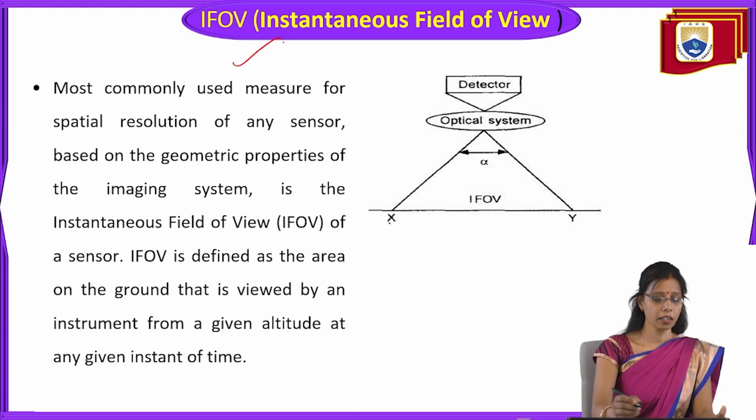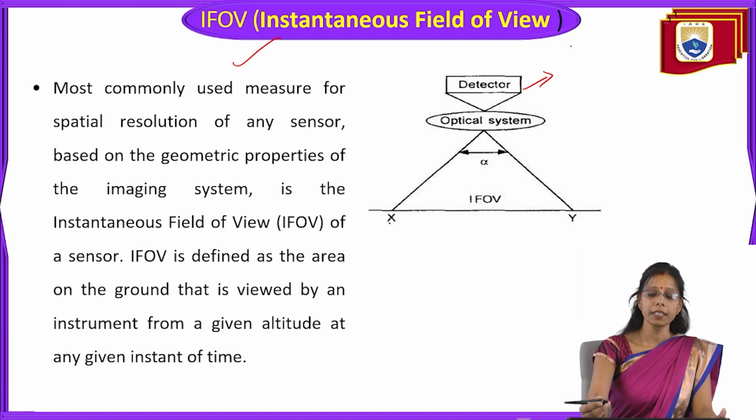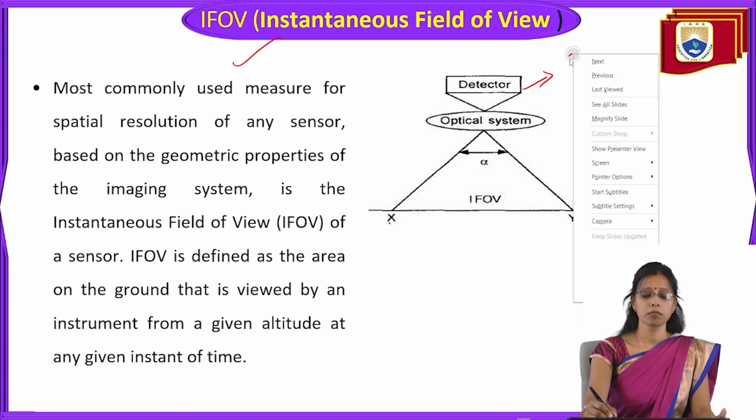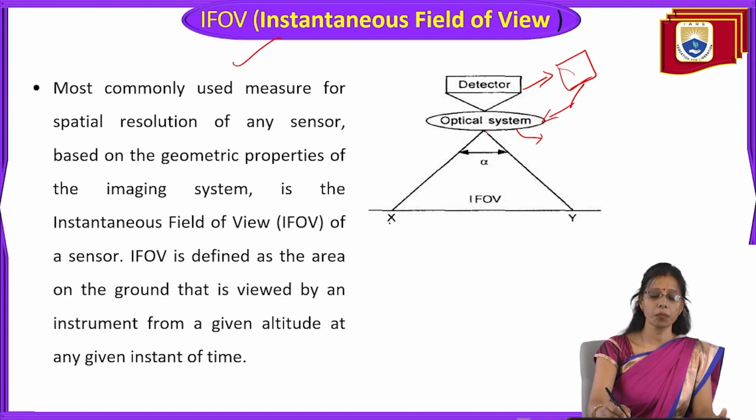Now let us understand what IFOV is, that is, instantaneous field of view. Suppose this is a detector, like our satellite, and our satellite has a sensor over here. The sensor has an optical view. Optical view means from this point how much area is covered.